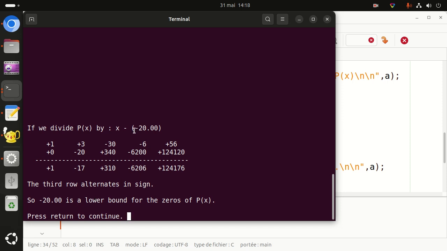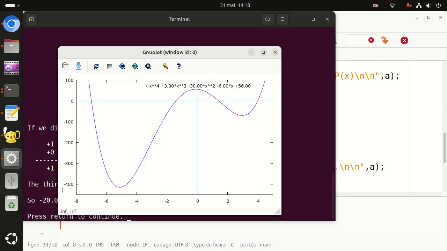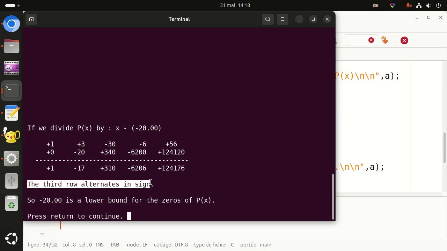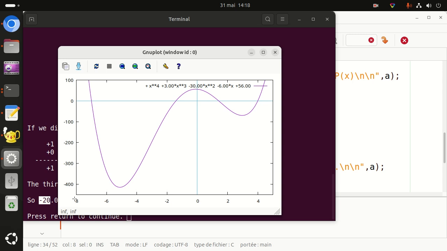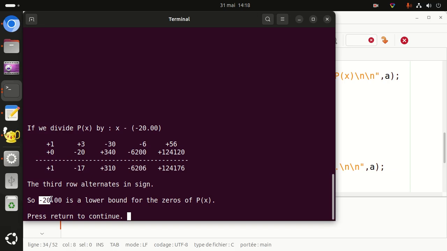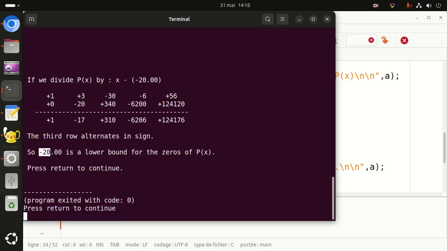Now I have chosen minus 20. Minus 20 is on the left. The first row alternates in sign. Plus, minus, plus, minus, plus. So minus 20 is a lower bound for the root of p. Minus 8 is better, but you can use another value, for example, minus 20, minus 30, minus 222.